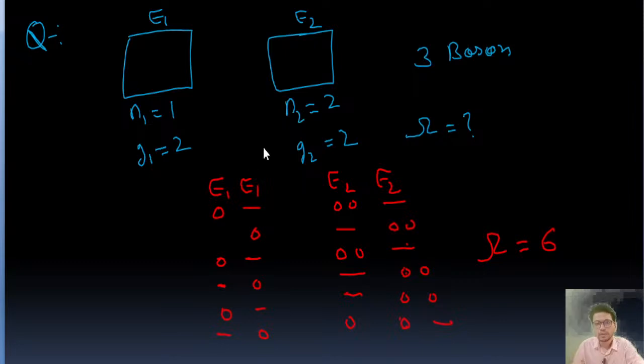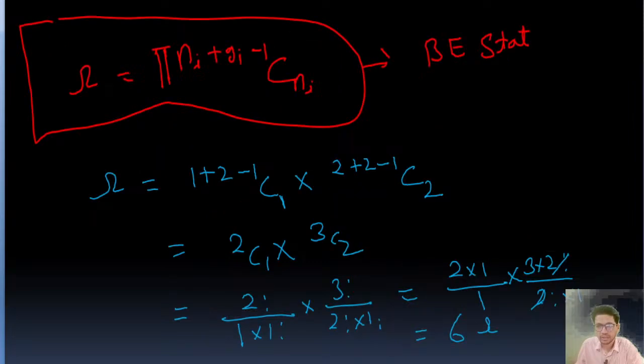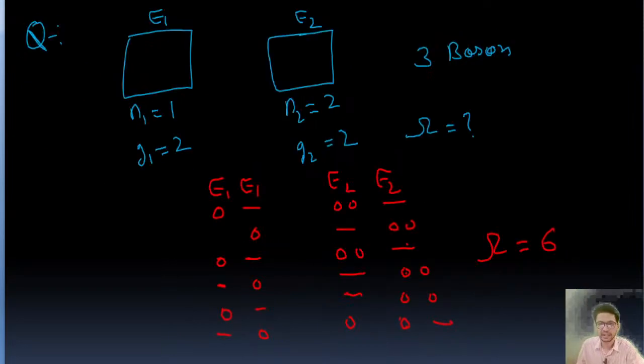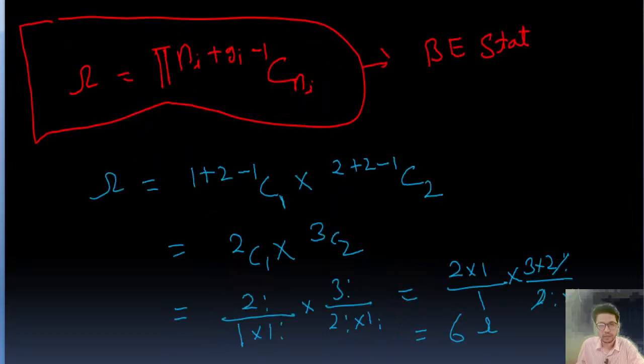So this is the one. I hope you have understood it. So very simple. We have found the possible microstates for bosons, okay? And for bosons we use Bose-Einstein statistics, and this is the formula. Directly we can put the values in the formula and get it, or manually also we can get it like this. Okay. Next question.